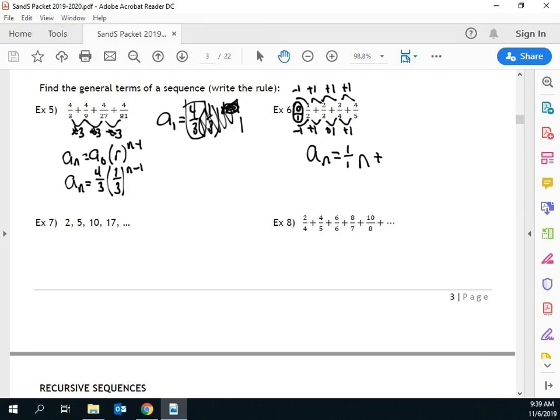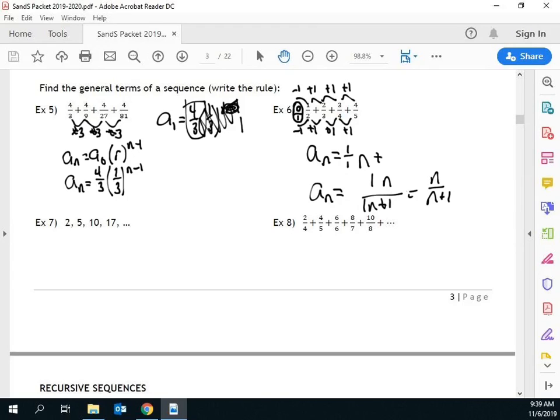Does that work? It doesn't, does it? So maybe we need to do this. Treat them completely separate. 1n on top over 1n. When we subtracted 1, what did we end up getting, guys? Would that work? Would that be true? Would the first term be 1/2? Second term, 2/3? 3/4? 4/5? Do you see the difference in what we did there?